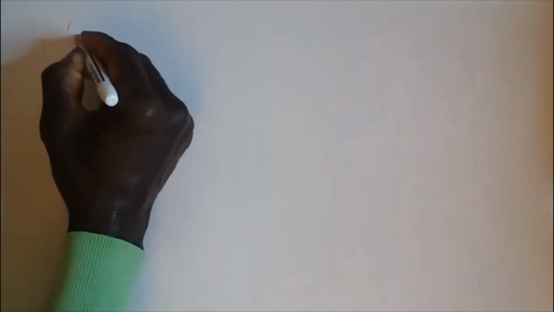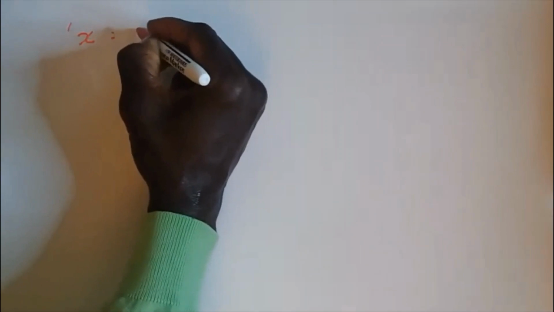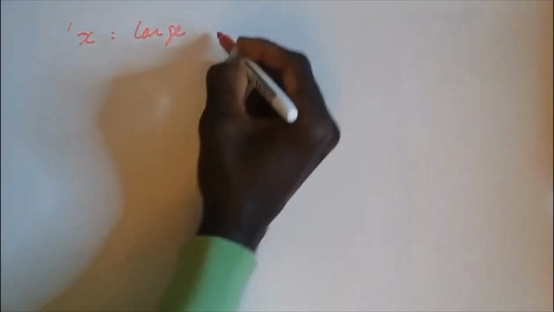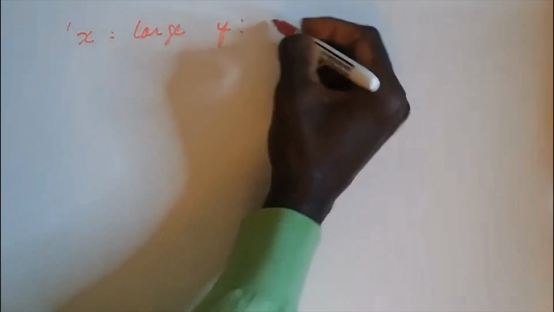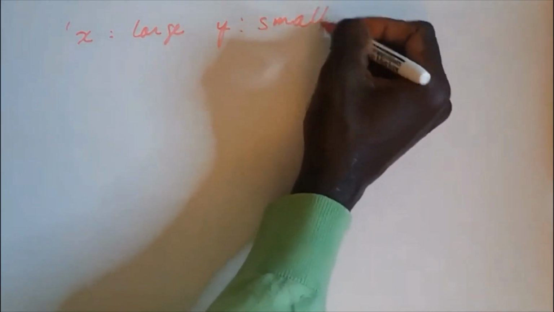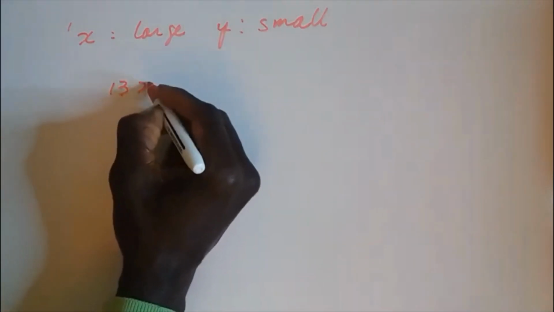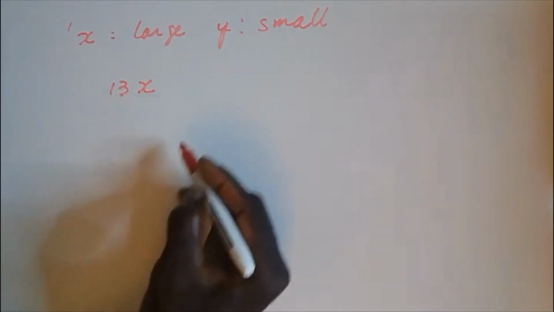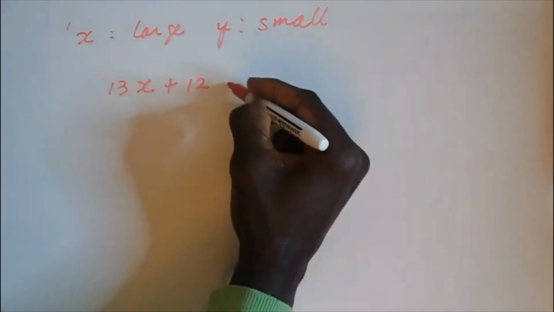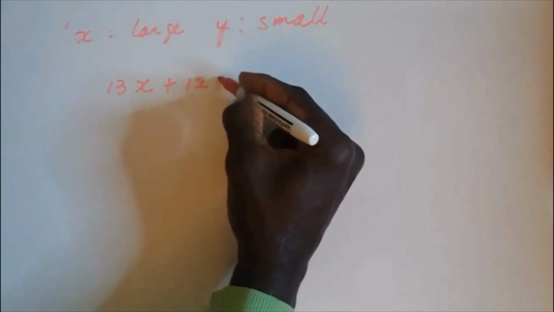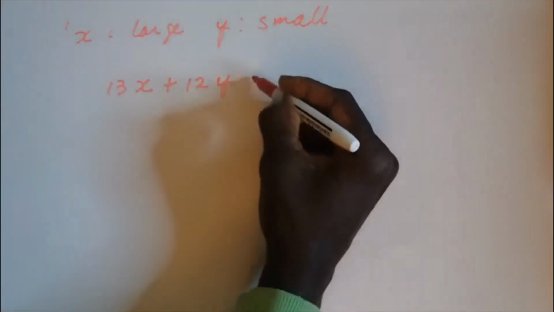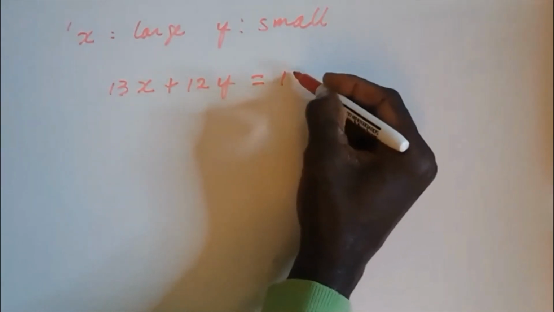We have X representing large and Y representing small art pieces. Now she's sold a total of €113, so she sold 13 large ones, 13 times X, and 12 times Y small pieces, and that's equal to 113.